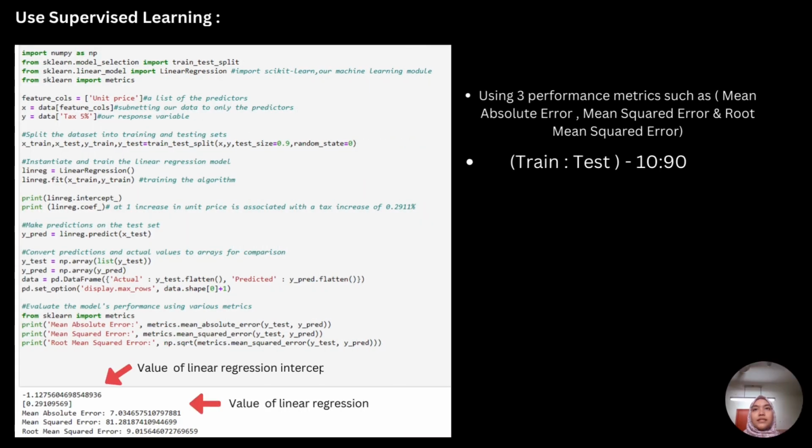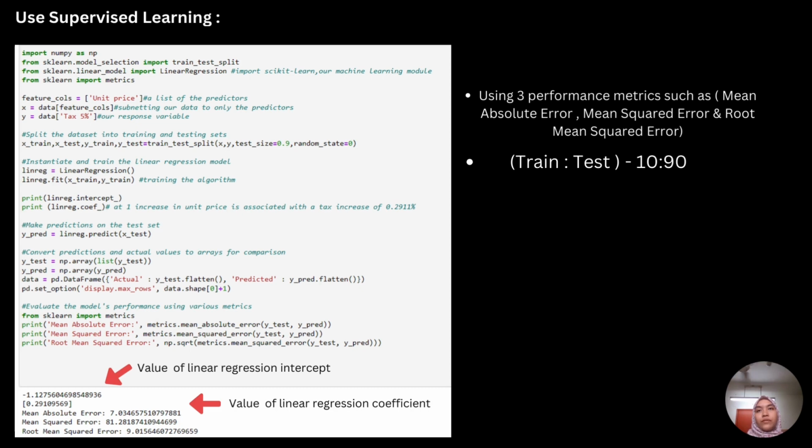This is the code to train and test the data. First, we use linear regression as our machine learning algorithm. As you can see, unit price is the predictor, and tax 5% is going to be our response variable. Then we split the dataset into training and testing sets. As you can see here, our test size is 0.9, which means 90%, and the random state is 0. Then we instantiate and train the linear regression model.